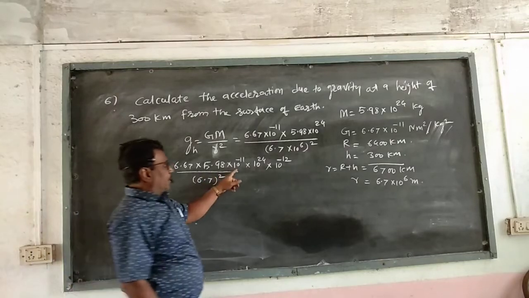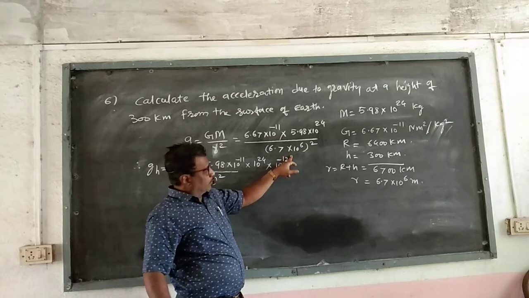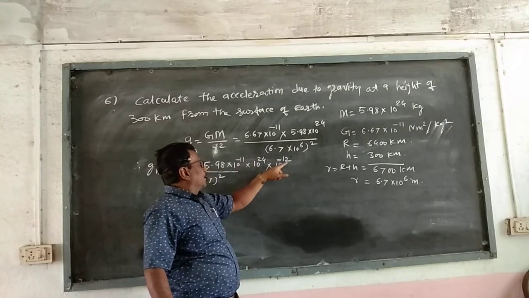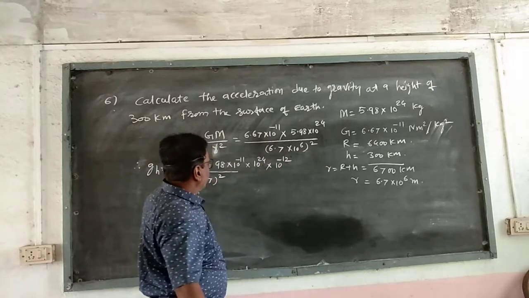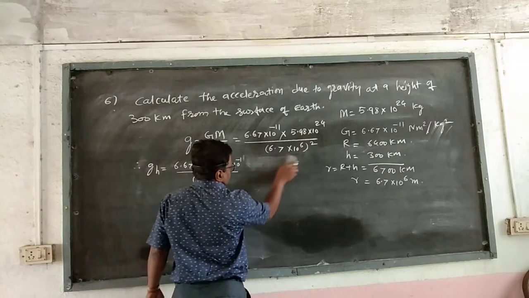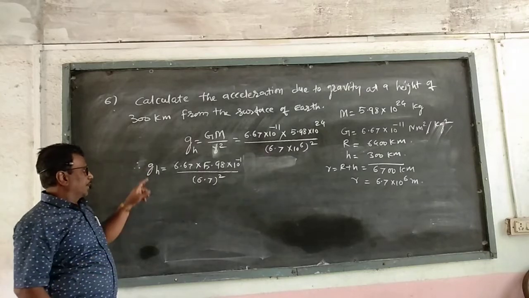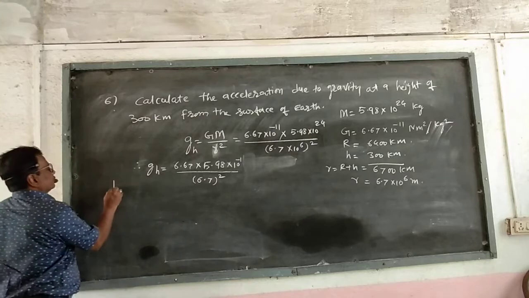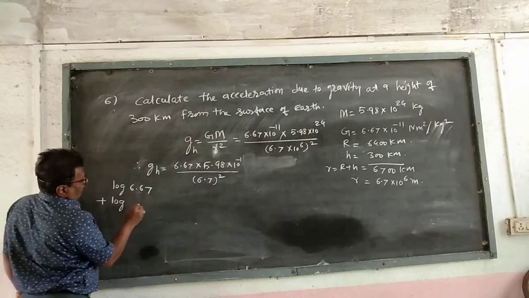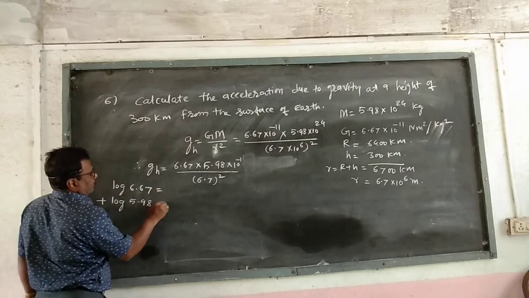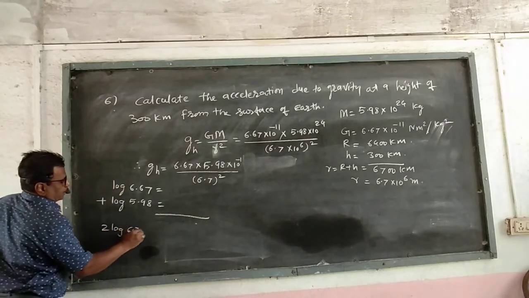Now we write 10 to the power minus 11, 10 to the power minus 12, that is equal to 10 to the power minus 23 plus 24. So we get 10 to the power minus 1 here. Now we have to solve this using logarithm. So we write log 6.67 plus log of 5.98 minus 2 log 6.7.